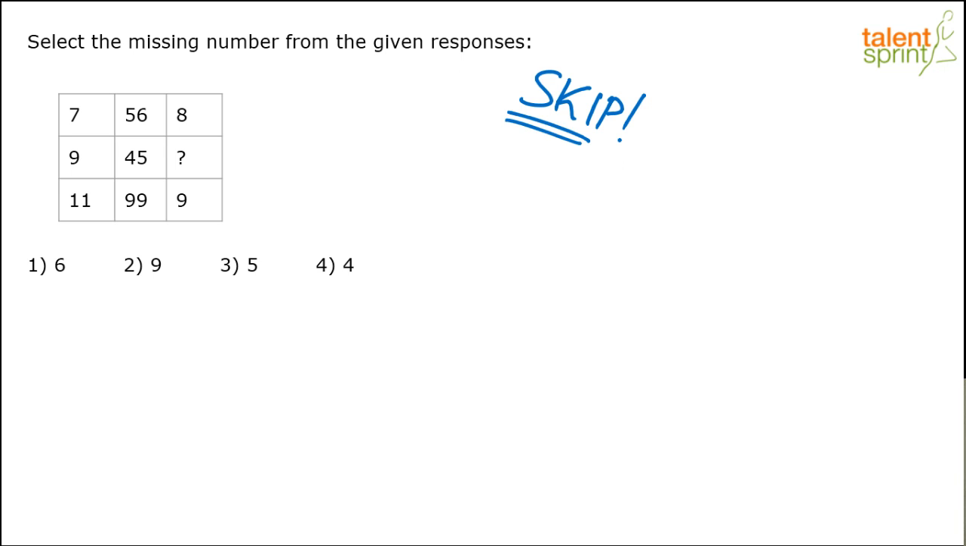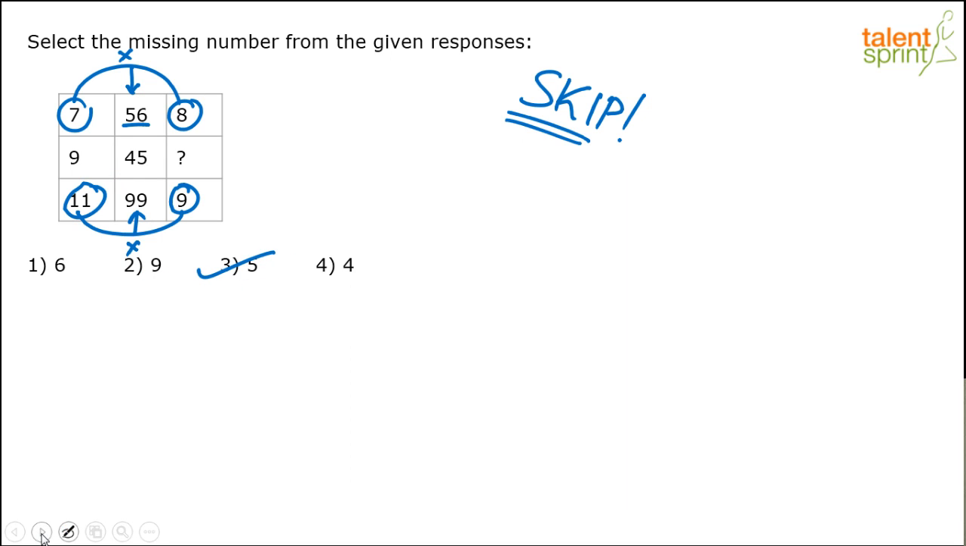So select the missing number from the given responses. Of course, this is not very complex. It's very easy. But sometimes it can get tricky. Now what's the logic here? 7 into 8 is 56. Right? 11 into 9 is 99. So clearly we are multiplying the first number with the third number to get the second number. 11 into 9, 99. So 9 into what will give you 45? 9 into 5 will give you 45.